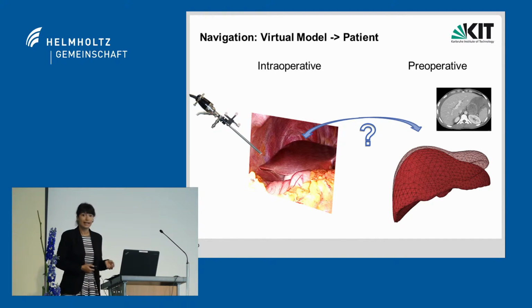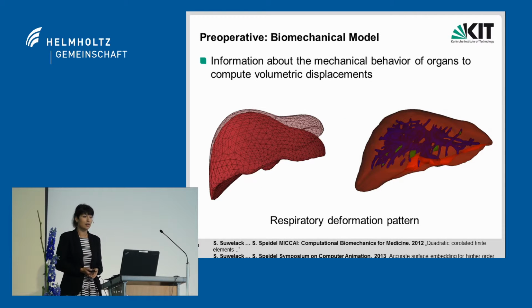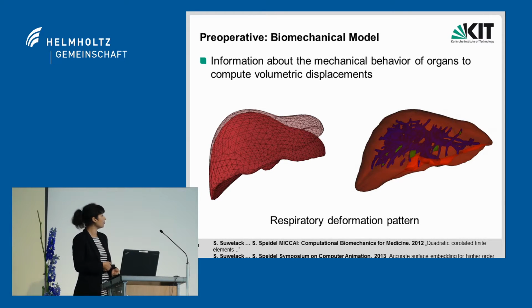And we can realize that by using biomechanical models. So we try to capture the mechanical behavior of the organs to compute the volumetric displacement inside the organ. So we know where the tumor moves and the risk structures like the vessel tree. So you can see here respiratory deformation patterns, and if we know what kind of force is applied to the liver surface, we can compute in real time this volumetric displacement and use it for navigation.